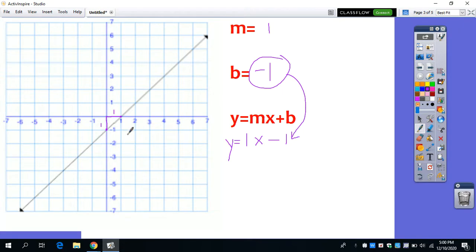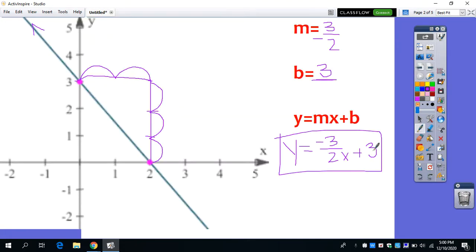So you're always going to put the sign of whatever is your y-intercept. So if your y-intercept is negative, you're going to write minus 1. If your y-intercept is positive, like this one, you're going to write plus whatever the number is.